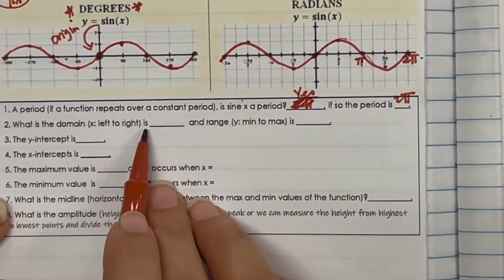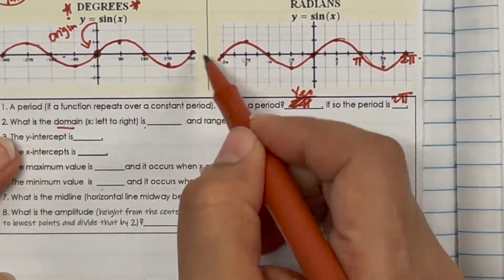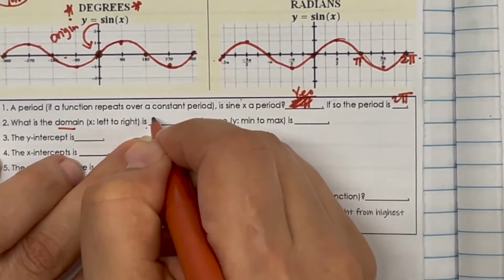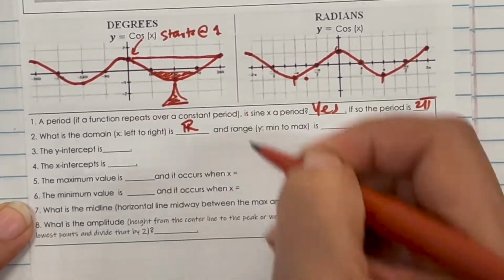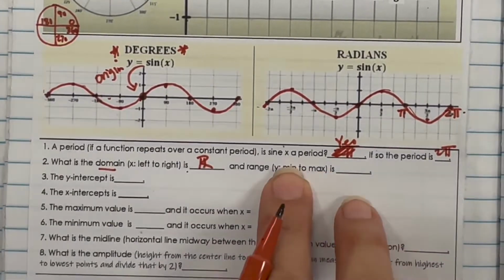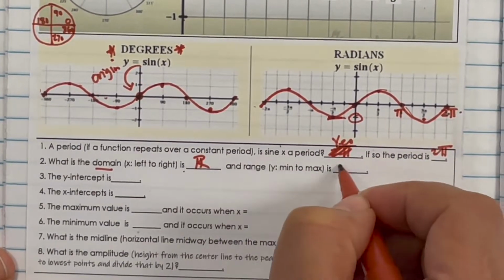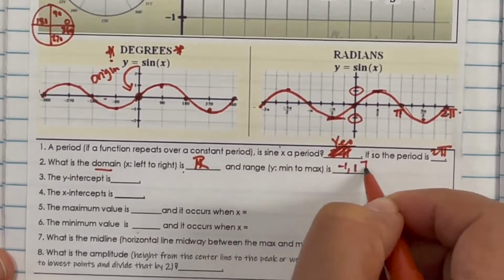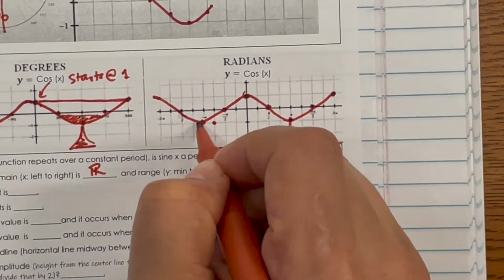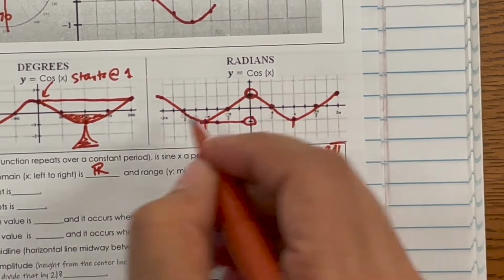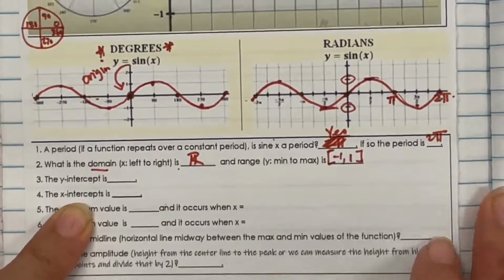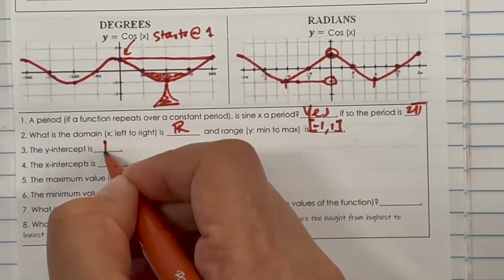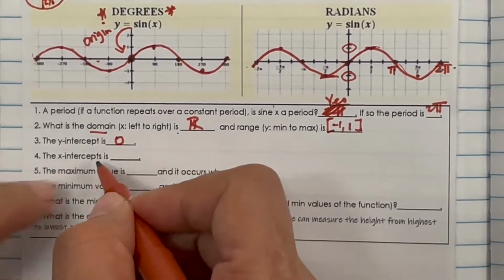Okay, what is the domain? From left to right. The graph goes on forever to the left and forever on the right. So that's all real numbers, and you write that like that. Same thing for cosine, all real numbers. And then the range, remember, is from the minimum to the maximum. So minimum is negative 1, maximum is 1. Closed intervals, because it includes those numbers. Same thing with cosine, negative 1 to positive 1, closed. All right, the y-intercept. The y-intercept for sine is going to be at 0. The y-intercept for cosine is going to be at 1, where it crosses the y-axis.